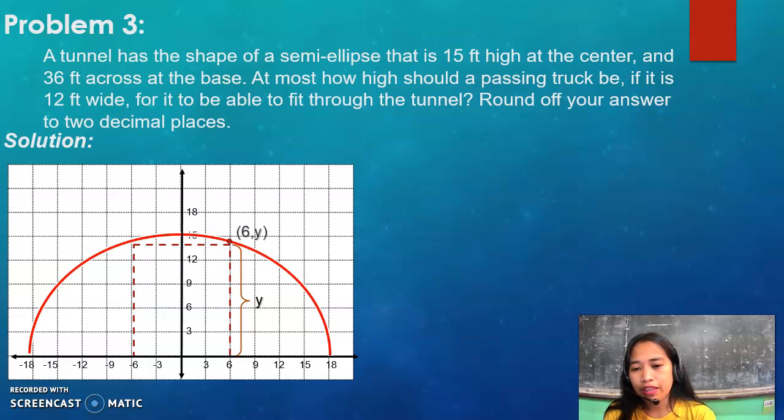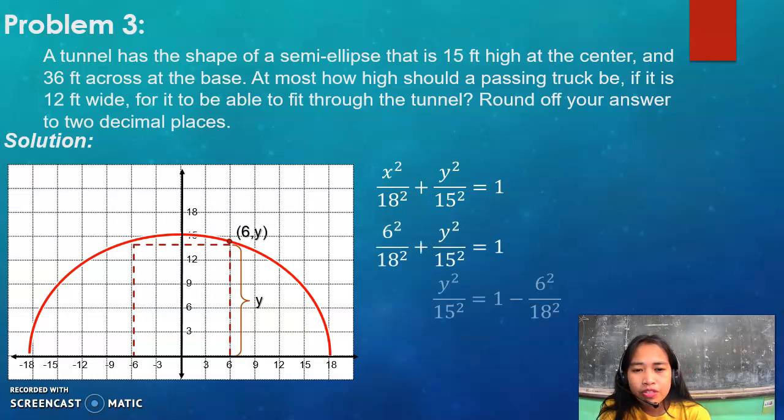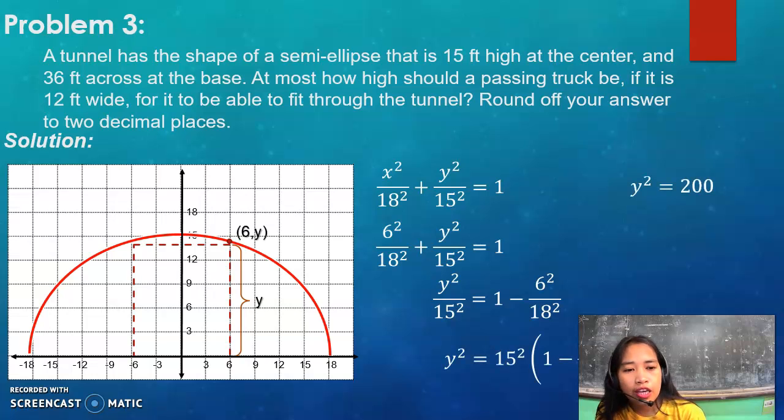So, we have a certain point in there. We have 6 and y. Okay, so we have x squared over 18 squared. If you are wondering where we got 18, we just divide the major axis by 2. So, that's why we have 18 squared plus y squared over 15 squared equals 1. Okay, substitute our 6 and y. Since we're looking for y, we'll just simplify and evaluate the equation. So we have y squared equals 200, so y is equal to the square root of 200, and that is approximately 14.14 feet.